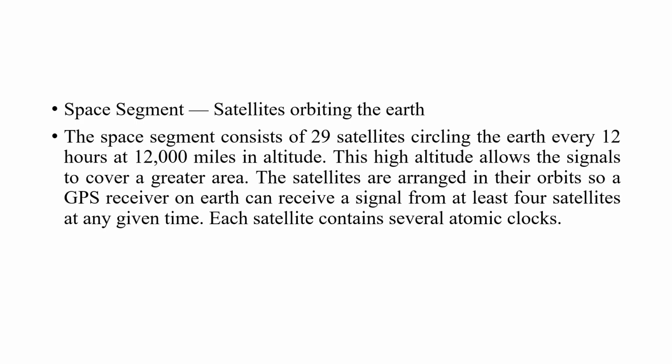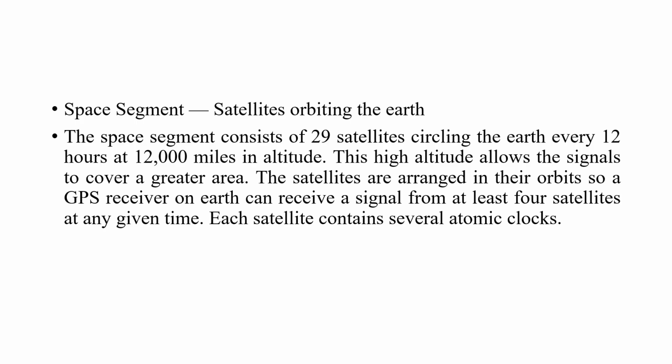So it uses the space segment, which represents the satellites orbiting the Earth. The space segment consists of 29 satellites revolving around the Earth every 12 hours at 12,000 miles in altitude. For GPS operations, the satellites are placed at an altitude of 12,000 kilometers, and 29 satellites are in operation.